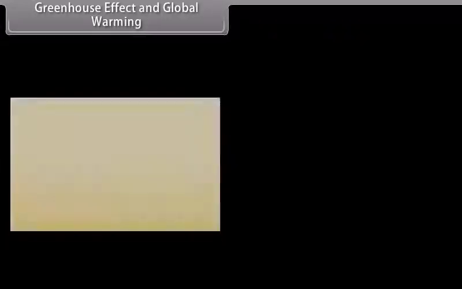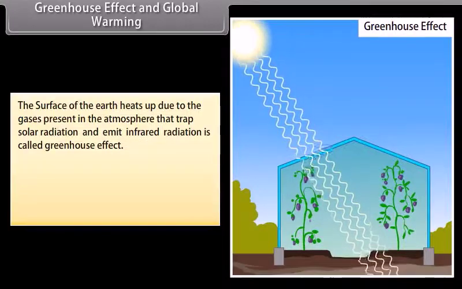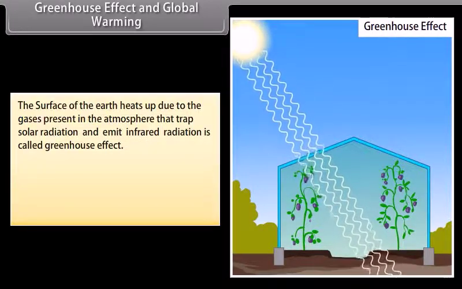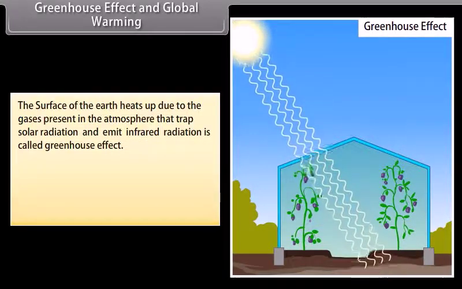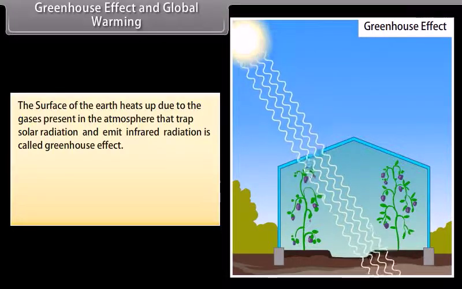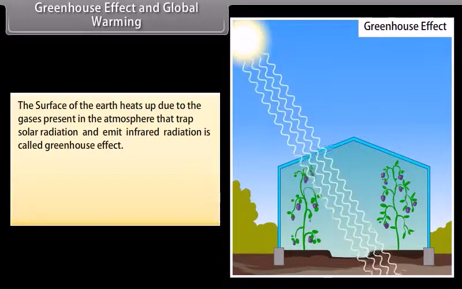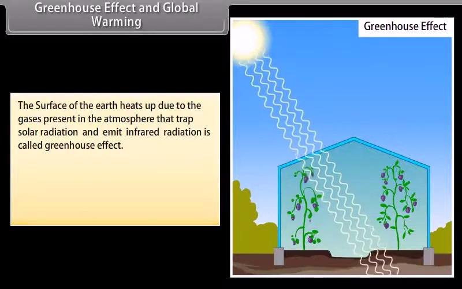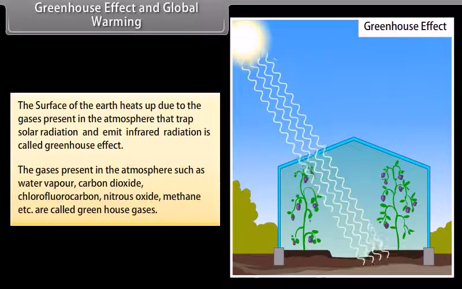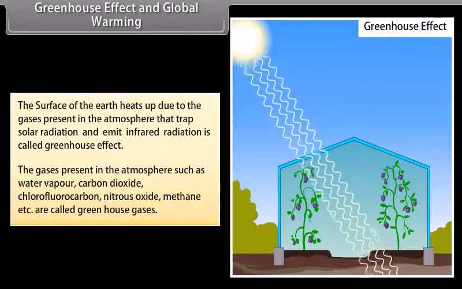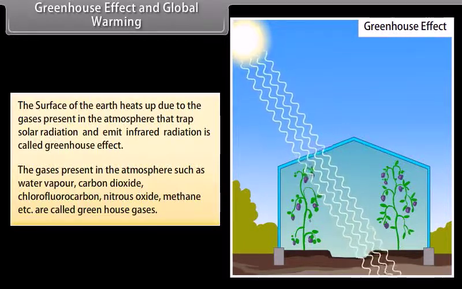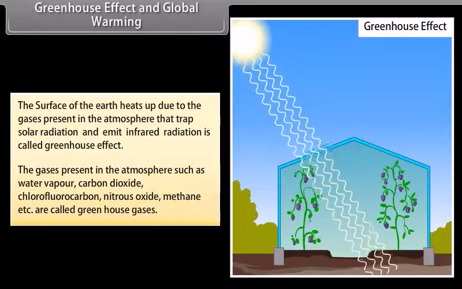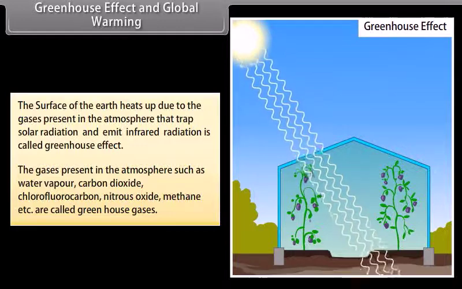Greenhouse effect and global warming. The surface of the earth heats up due to the gases present in the atmosphere that trap solar radiation and emit infrared radiation is called greenhouse effect. The gases present in the atmosphere, such as water vapor, carbon dioxide, chlorofluorocarbon, nitrous oxide, methane, etc. are called greenhouse gases.